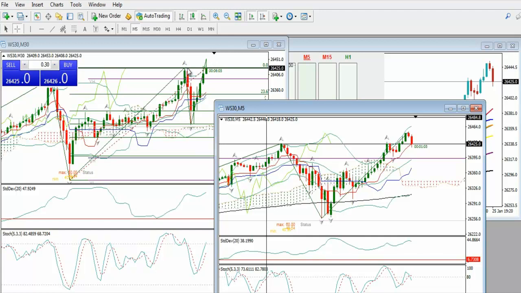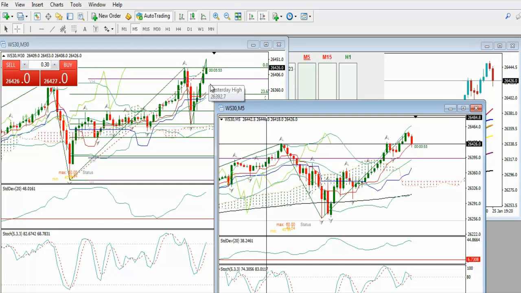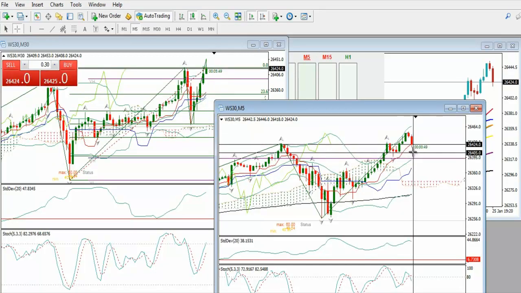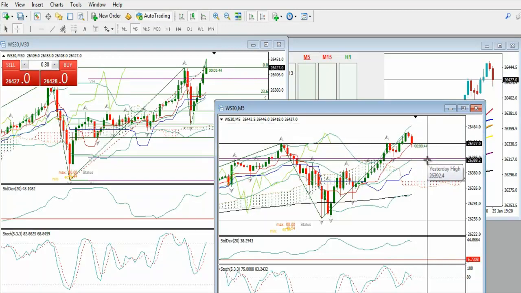For example, one could say, okay, I see this fractal in 30 minutes here. Should I go long there? I'm not sure. I would wait for another higher low right here before I enter again and follow that market.